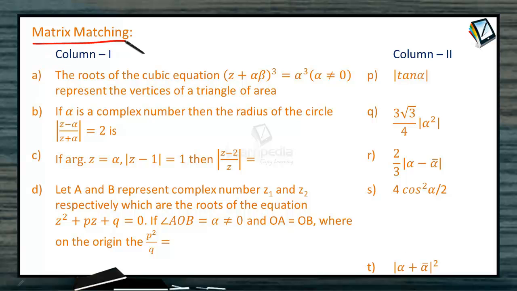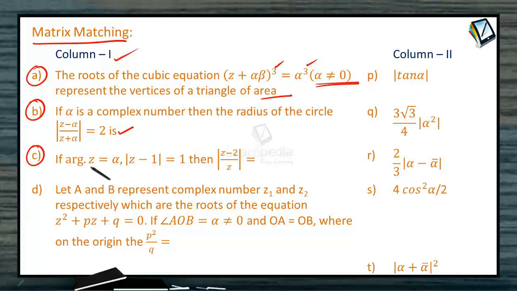Next, let us go to the matrix matching type question. Column 1. A. The roots of the cubic equation (z + αβ)^3 = α^3, where α is different from 0, represent the vertices of a triangle of what area? And B is, if α is a complex number, then the radius of the circle represented by |z − α| / |z + α| = 2 is.